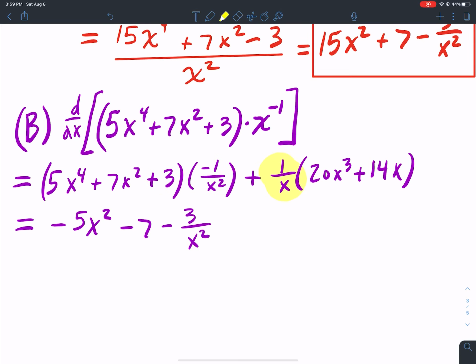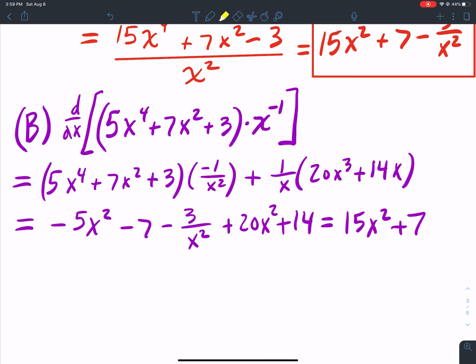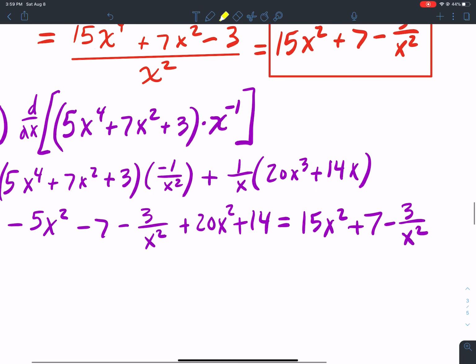Now multiply through here, 1x in the denominator, 3 up top, the top wins by 2, so that's 20x squared. 1 in the denominator, 1 in the numerator, those cancel, and I just get 14. I can combine like terms here. Negative 5 plus 20 is 15x squared. And then I have negative 7 and positive 14 makes 7. And then I have minus 3x squared there.